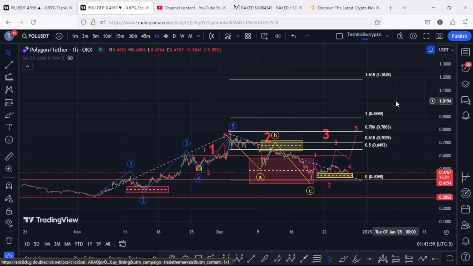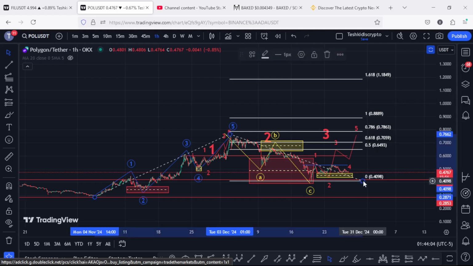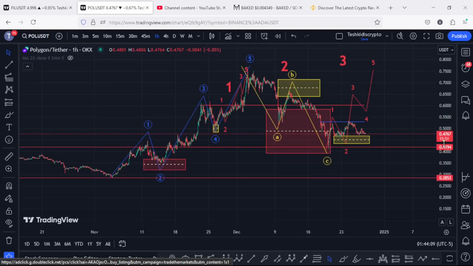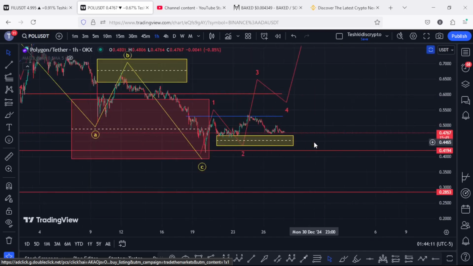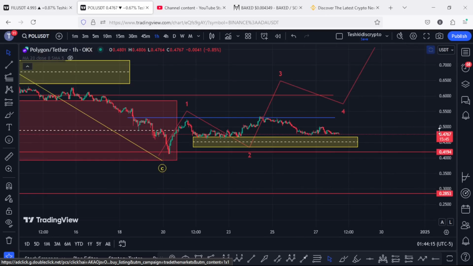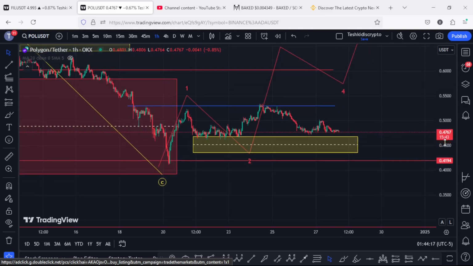So that is all I'm expecting here on the Polygon Matic chart on the short term, and I've given you the key areas of support that we need to pay attention to in case of a short term breakdown move in the next coming hours. And let's be patient and see how that plays out, and I will ensure you stay up to date.